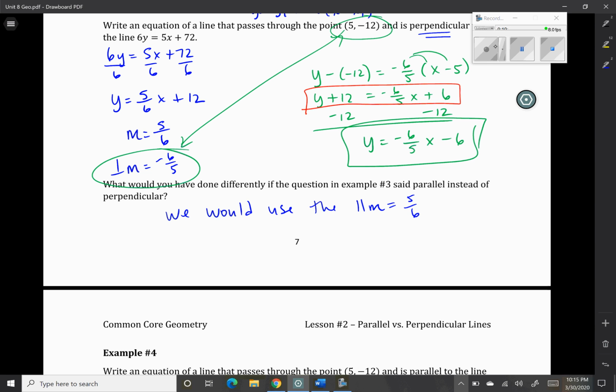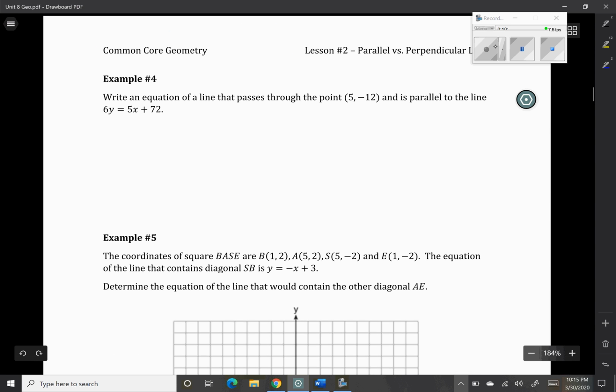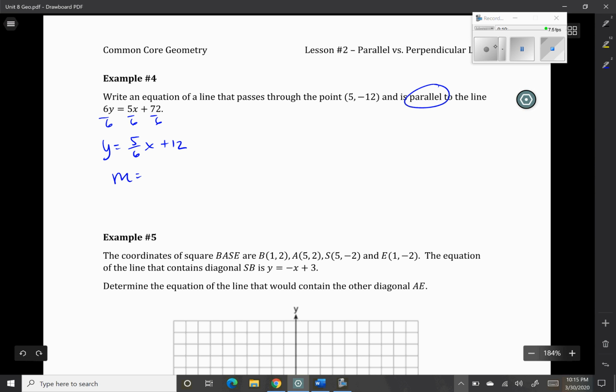So guess what we're doing in exercise 4? In exercise 4, we're going to use the same point and the same equation of a line, but this time I'm changing the word to parallel. By changing the word to parallel, I'm just going to change one step of this problem. So the first step is still the same. If I divide everything by 6, I should get the same equation. So we have 5 over 6x plus 12. The slope of this line is 5 over 6, so the parallel slope of this line is also 5 over 6.